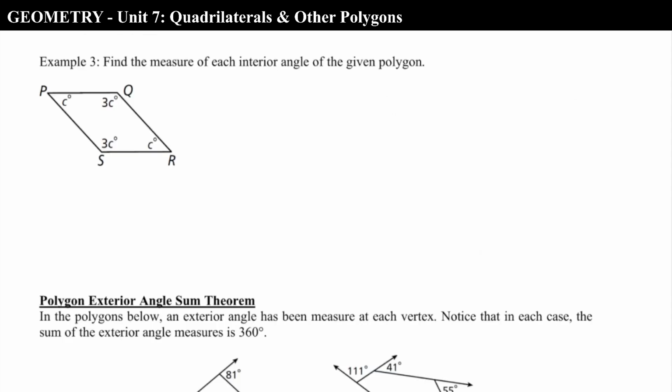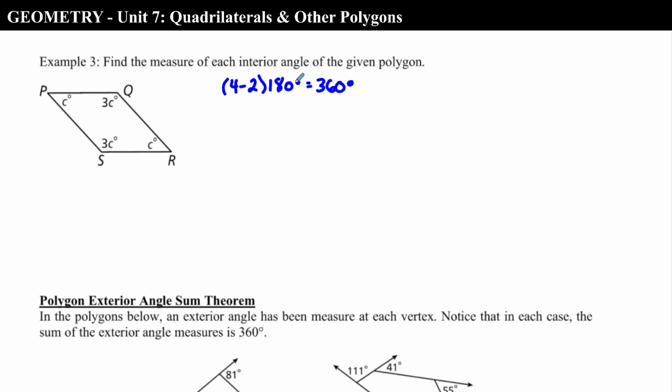Now in example 3, let's find the measure of each interior angle of the given polygon. So we are going to use the information we know. First of all, we need to find out what all the angles add up to. We have a quadrilateral, so that's 4 minus 2 times 180 degrees, and that gives us 360. You have to do this first to find what all the angles measure because it's different for every polygon.